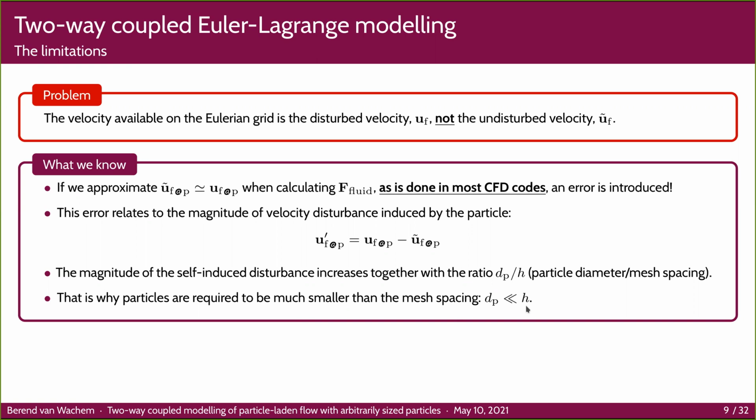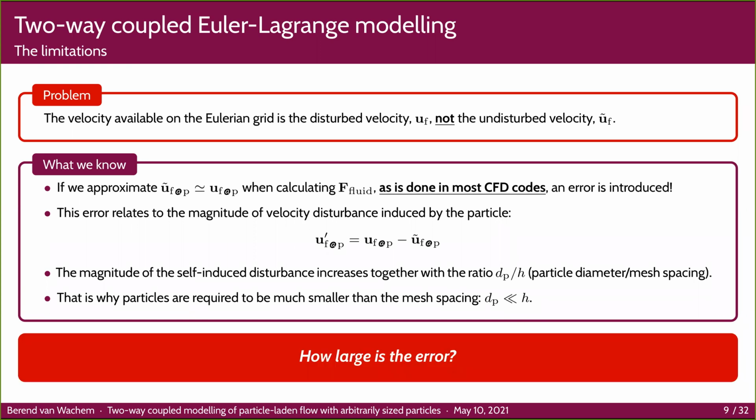And over the years, I've given many seminars on best practice guidelines for multi-phase flow computations. And we've always said, well, dp over h should be in the range of 5 to 10, without really knowing what the error is. Our work really is, can we identify the error that we get if we use UF at P being the same for the disturbed one as the undisturbed one? So basically saying that UF at P prime is 0, as is done in most commercial and academic codes at the moment. So the question is, how large is the error that we're making?